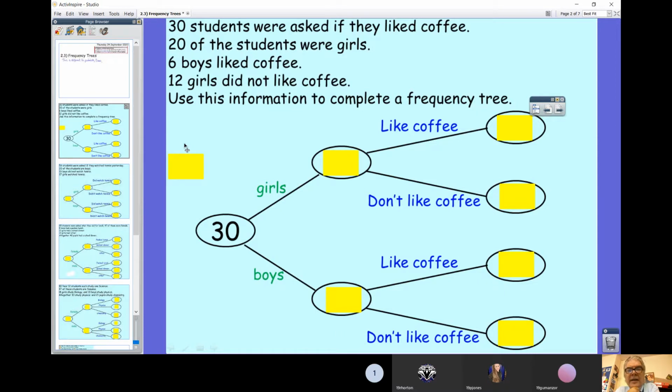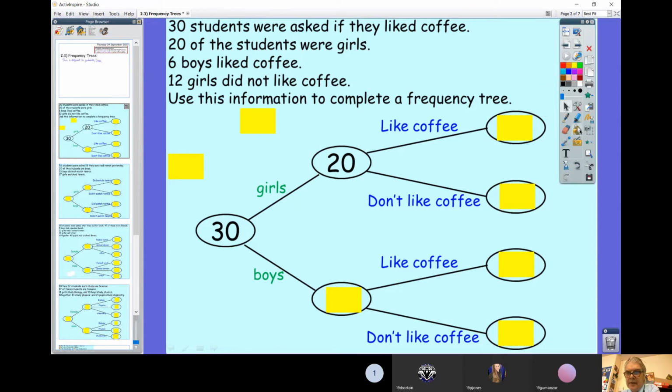Now, we're then going to break down the information. We are told that 20 of the students were girls. So we can just process that information, pop in a girls branch. Of course, that is 20. So what I'm going to do, I think I'm just going to colour code this with fluorescent pens. So that 30 was obviously that 30, and that 20 there was obviously that 20. Now, as you go, just complete the missing ones as you go down.